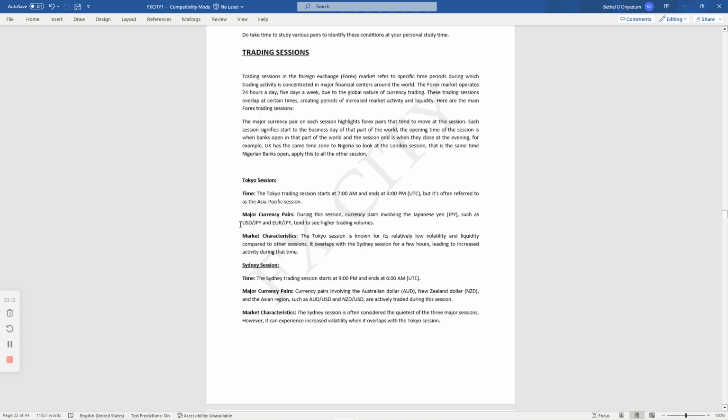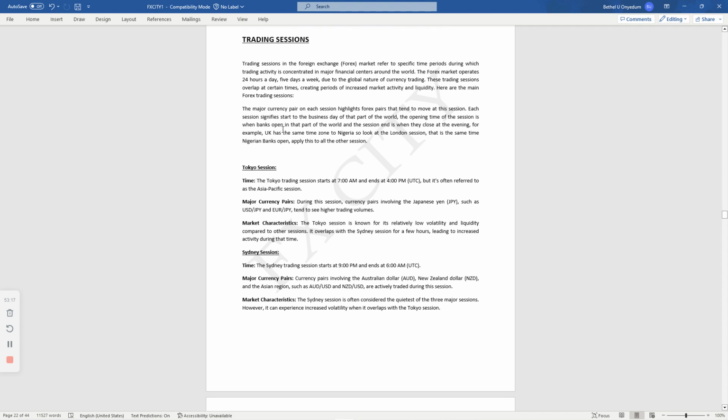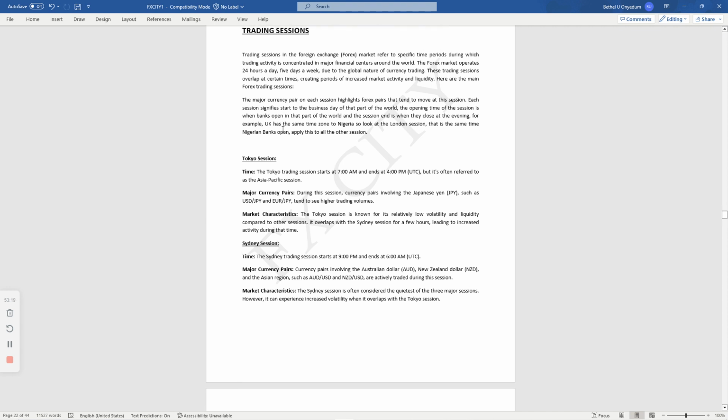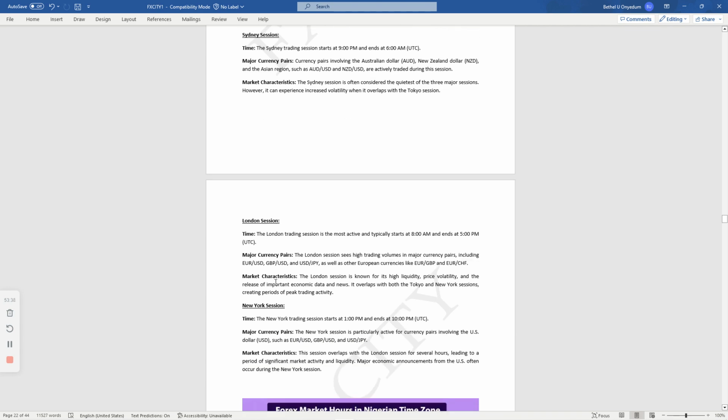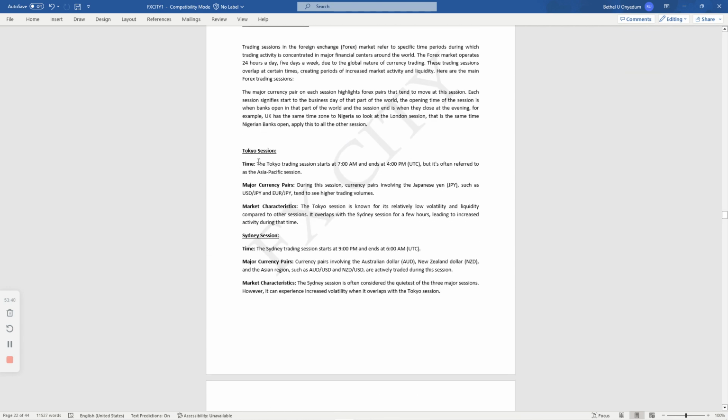So, trading sessions. As a trader, you need to know the trading sessions you trade. There are actually three major sessions in forex trading. I put this out there just for your study. You have the Sydney session, Tokyo session, London and New York session. But Sydney and Tokyo are both categorized as the Asian session.